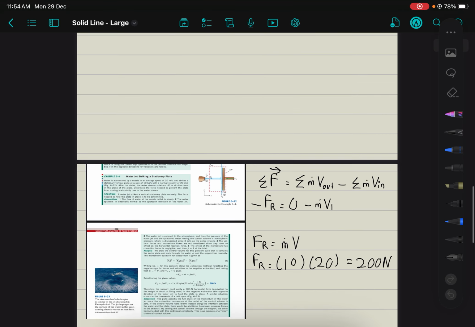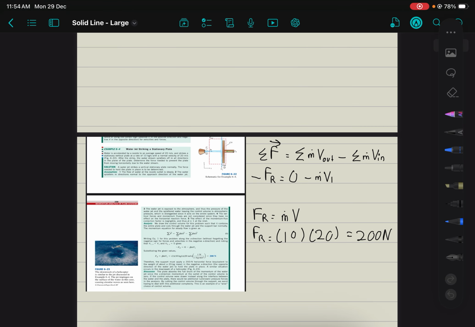And we go to the last question, example 6.4. A water jet with a velocity of 20 meters per second strikes a stationary vertical plate at a mass flow rate of 10 kg per second. We are required to find the force needed to hold the plate stationary. After striking the plate, the water spreads sideways. Therefore, the x component of the outlet velocity is 0.